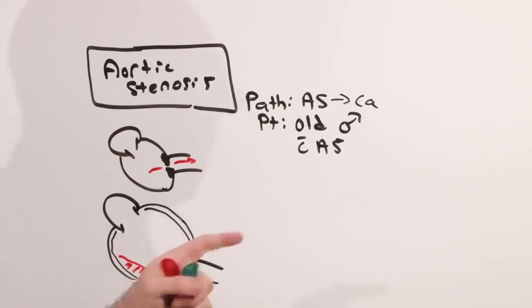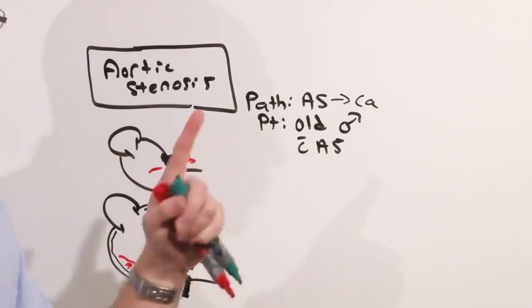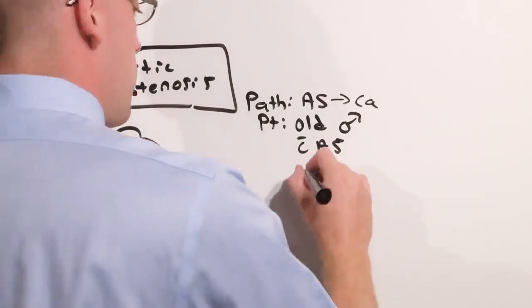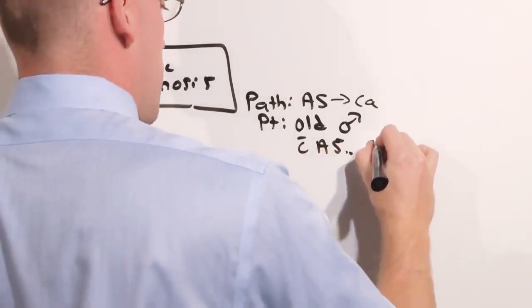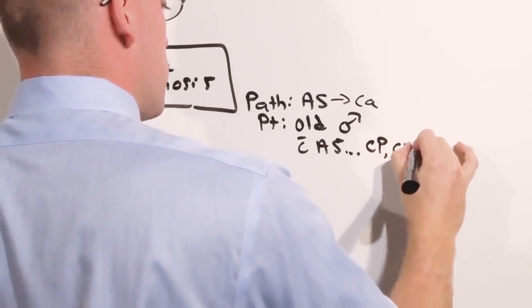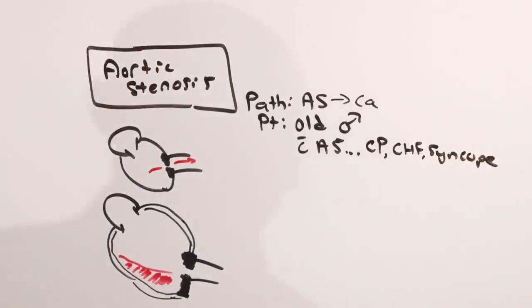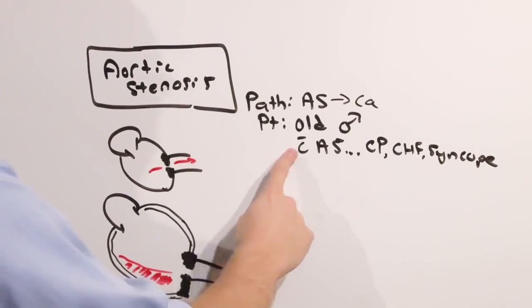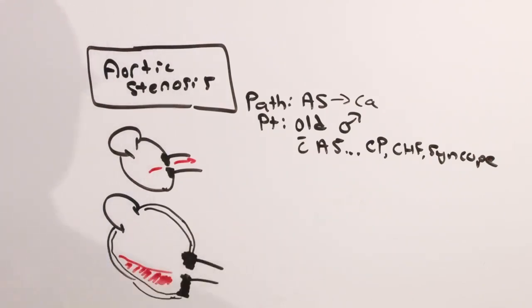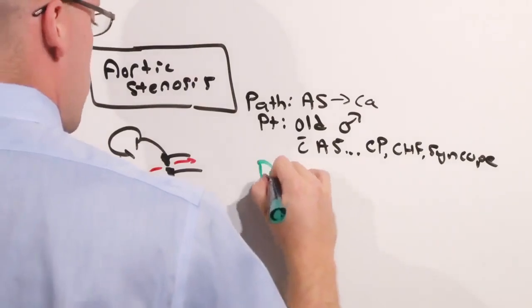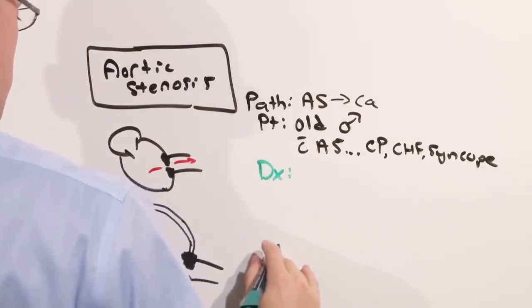And because they have atherosclerosis and they're old, they're primarily going to present with chest pain. They may also present with heart failure symptoms or syncope. If you see the old man with atherosclerosis, think aortic stenosis, and then you confirm your diagnosis with auscultation.